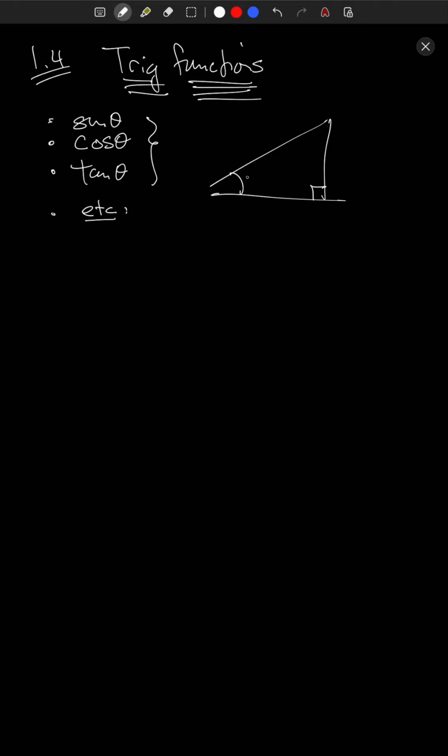You have a right triangle, here's your angle theta, this side is the hypotenuse, this side is opposite, this side is adjacent, right? Then probably what you've seen is sine theta is equal to opposite over hypotenuse, cosine theta is equal to adjacent over hypotenuse, tangent theta is equal to opposite over adjacent.